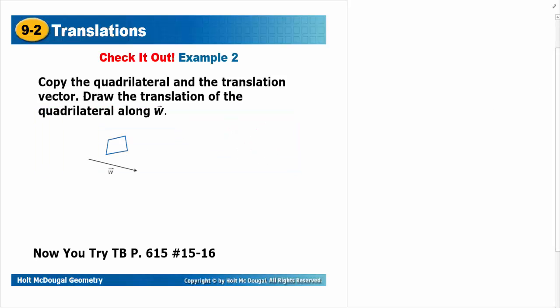Okay, so here we go. We've got example 2 now. Now we're going to try to do a translation. So copy the quadrilateral and the translation vector. So we're going to draw the translation of the quadrilateral along vector W. Now I want to make sure we make a note here of how you label vector W. So this means vector W.